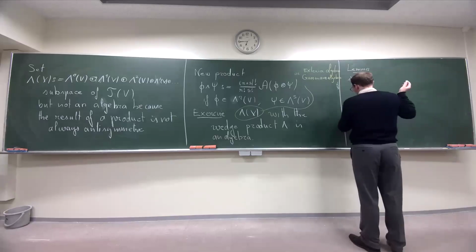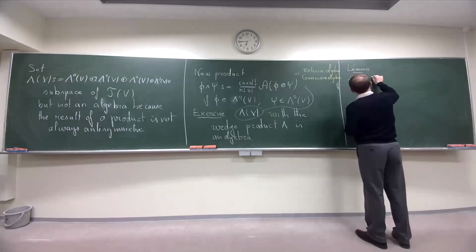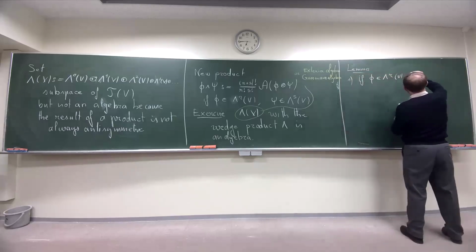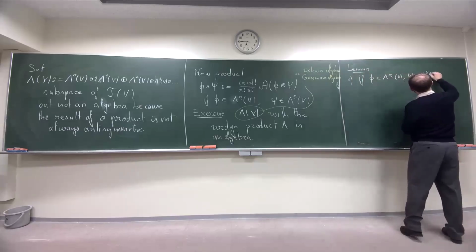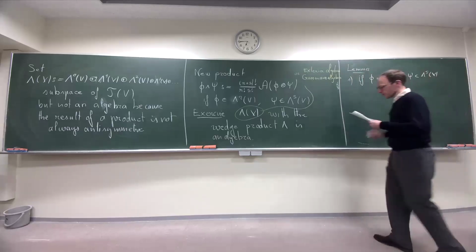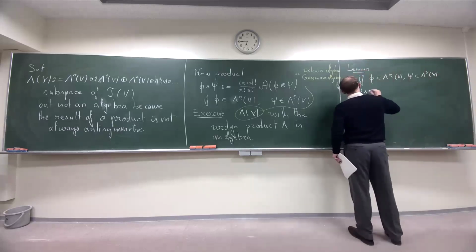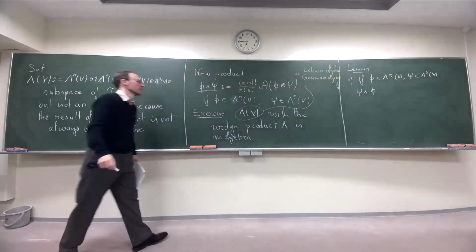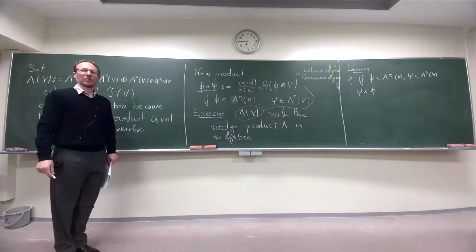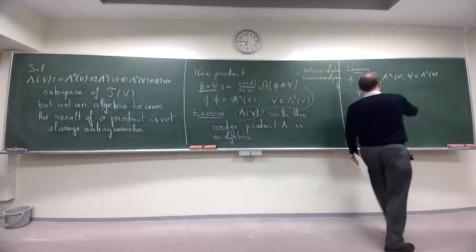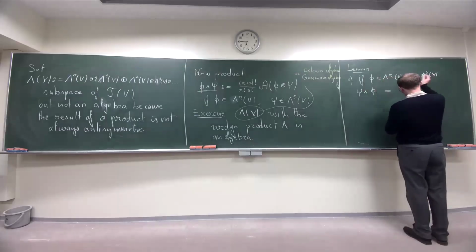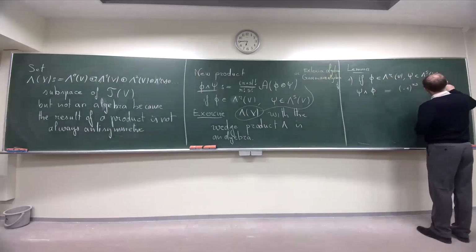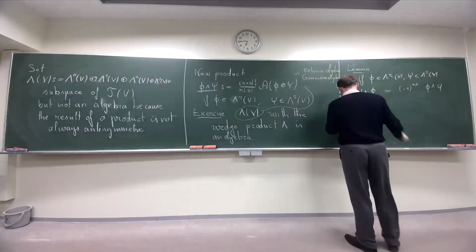So it's straightforward. If you take a phi in lambda r of V, psi in lambda s of V, r and s are always positive integers, you can wonder, what about the product in the reverse order? Is it the same or not? The answer is no, but what is the relation? It is (-1) power rs, phi wedge psi. Exercise, check this.